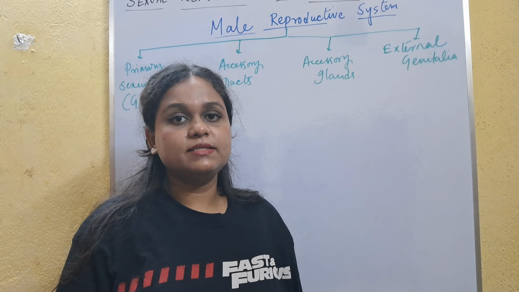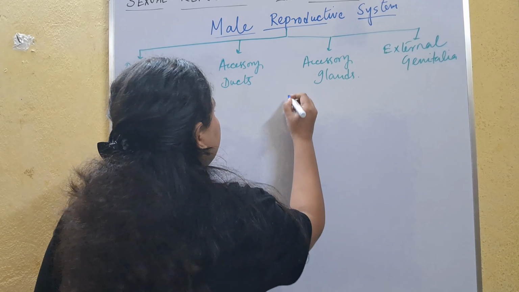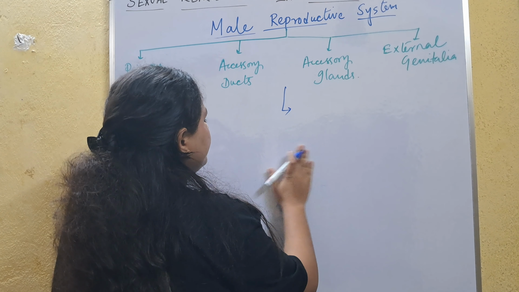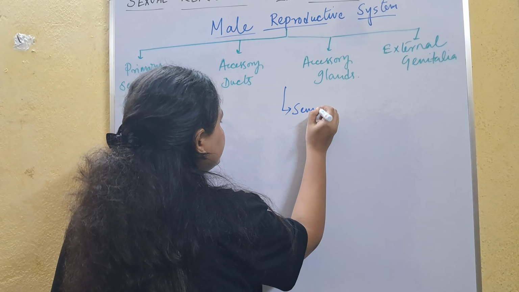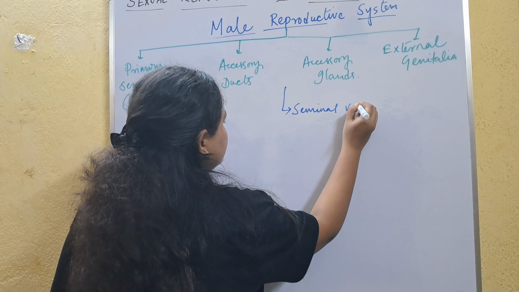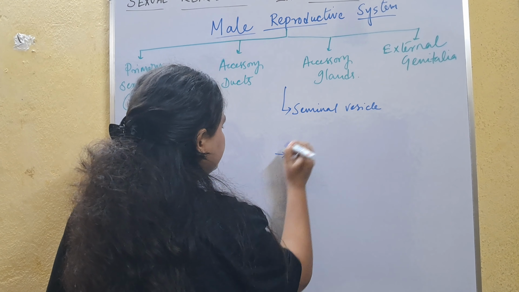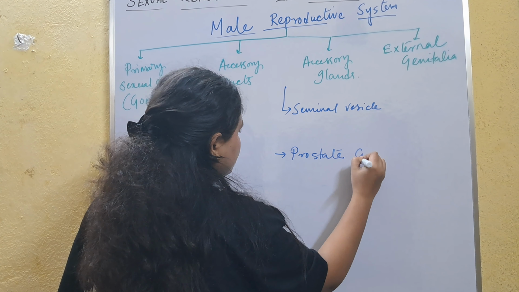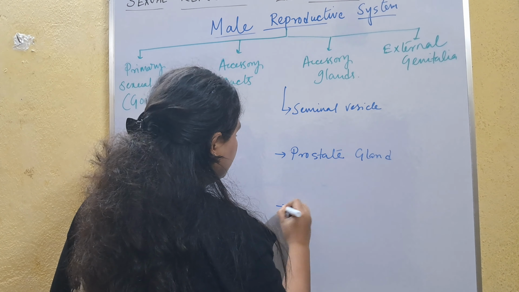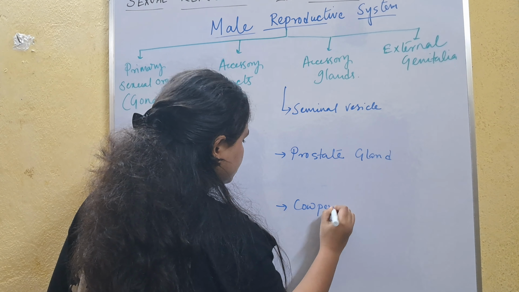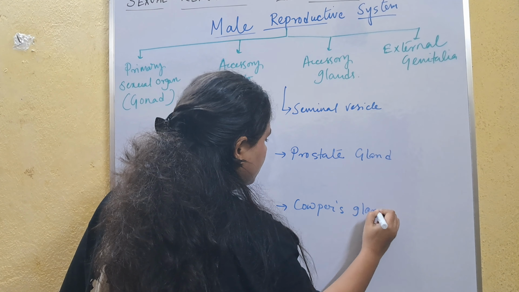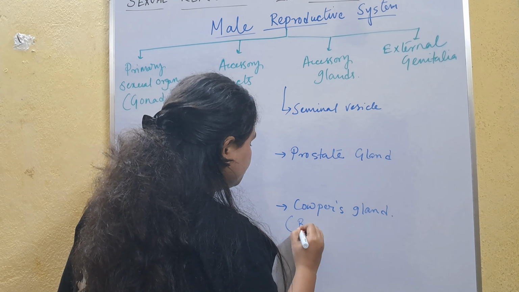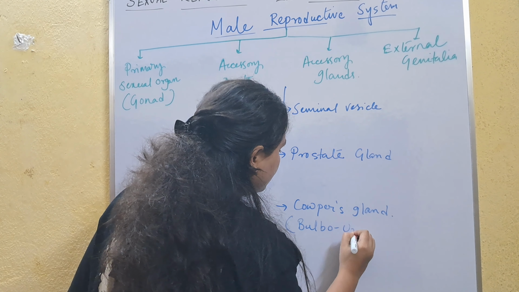Now coming to the accessory glands. There are mainly three glands. One is seminal vesicle. Next is prostate gland and Cowper's gland. Cowper's gland is also known as bulbourethral gland.